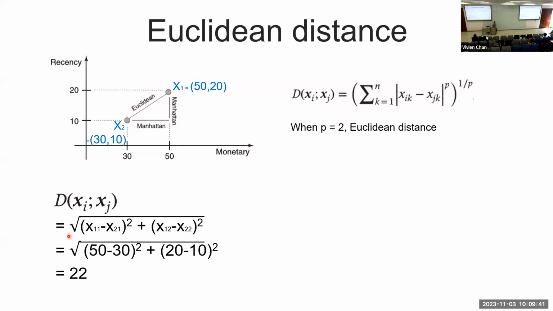So the formula is like this, and in this example, the Euclidean distance is 22. So very easy to understand.